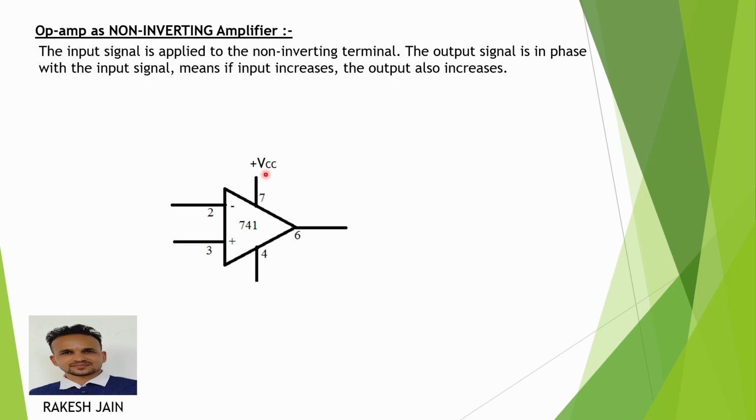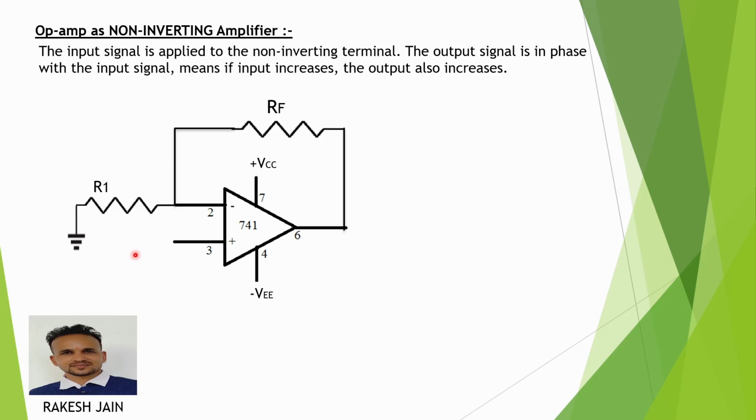Pin number 7 is connected to VCC, that is plus 12 to plus 15 volts I generally use. Pin number 4 is connected to the negative supply. Pin number 2 is connected to series resistor R1, and in between pin 2 and pin 6 I connected a feedback resistor RF. R1's other terminal is connected to ground because I do not want to apply the input at the inverting pin, because this is a non-inverting amplifier. At pin number 3, I apply the input. So here the input is V input.